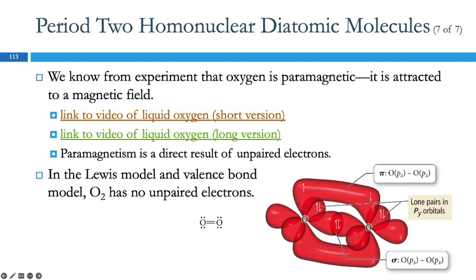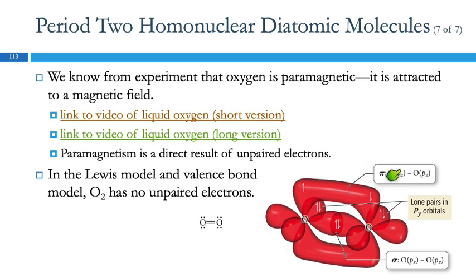So, paramagnetism is a result of unpaired electrons, right? Well, if we look at the Lewis model, here's the Lewis structure for oxygen. Do you see any unpaired electrons? We have some lone pairs and we have bonding pairs, but they're all pairs, right? So the Lewis model says this should be diamagnetic. It shouldn't stick in the magnet, but it does.